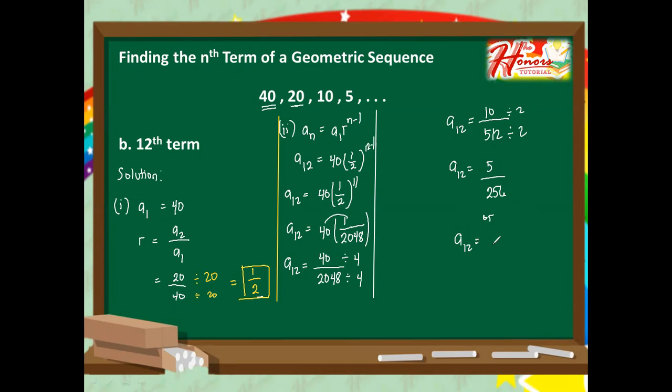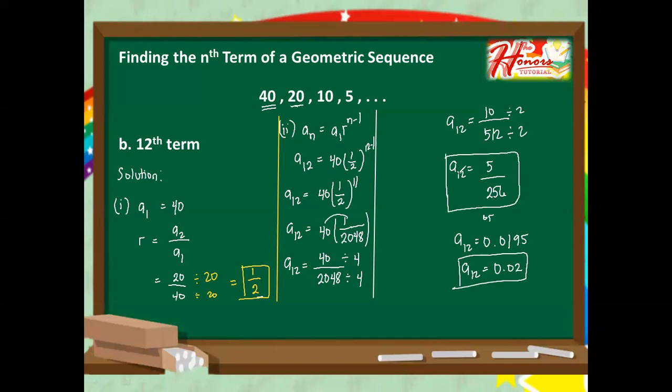That is 0.0195. So let's round this off. Then it will become a sub 12 is equal to 0.02. So this is the 12th term. If you want the fractional part, then it is 5 over 256. Now it's your choice.